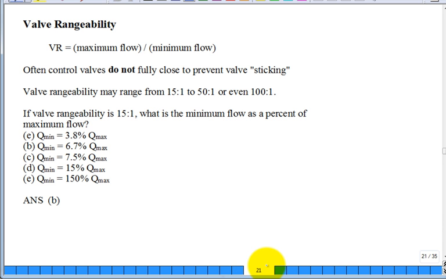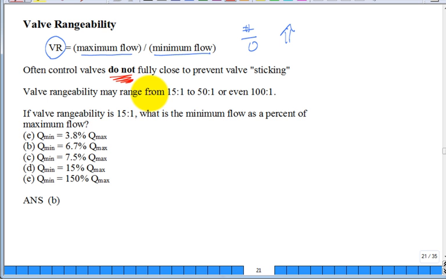Valve rangeability. The valve rangeability is the maximum flow to the minimum flow. You'd say, well, isn't the minimum flow 0? Then you just have something divided by 0. Isn't that infinity? But often control valves do not fully close. Because if they do fully close and you let it sit there for a couple of months and then try to open it, you may have to beat on it with a hammer to unstick it.